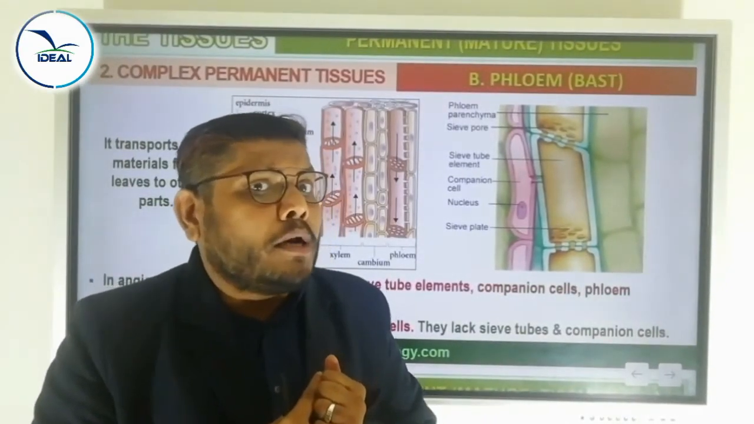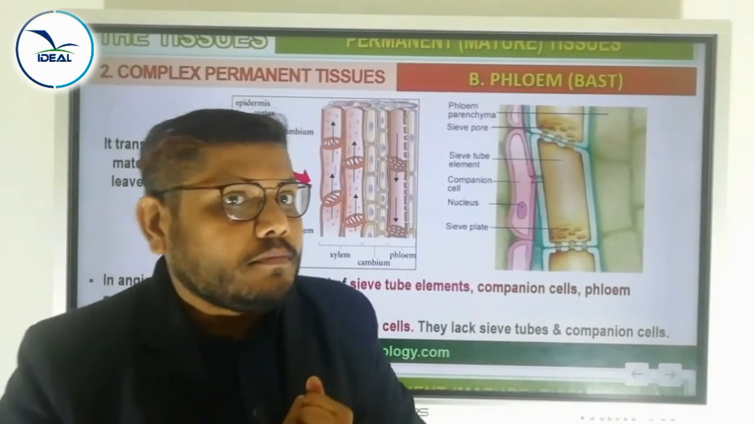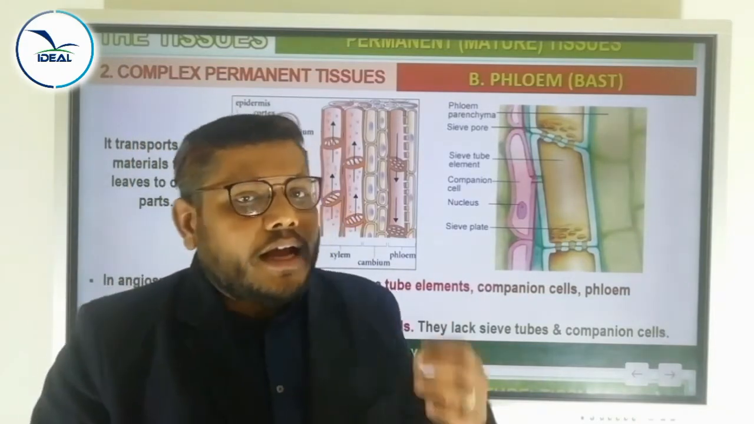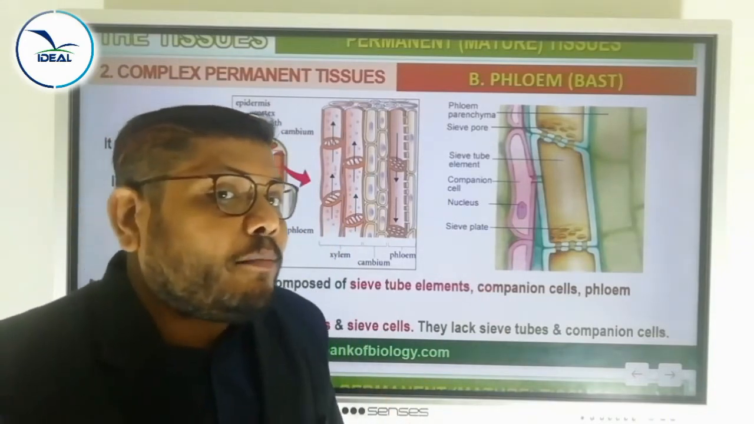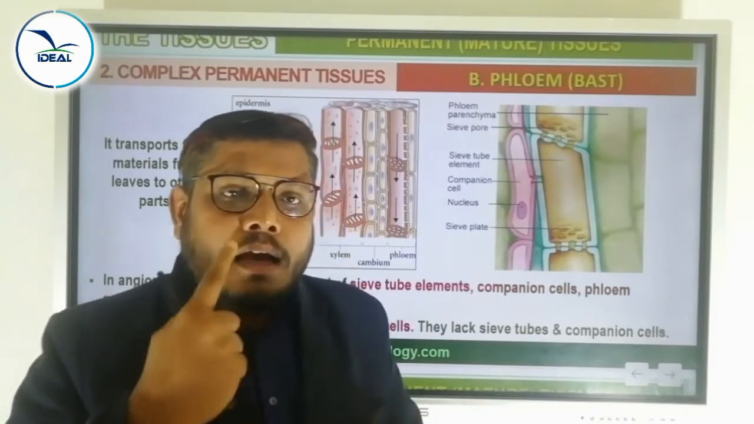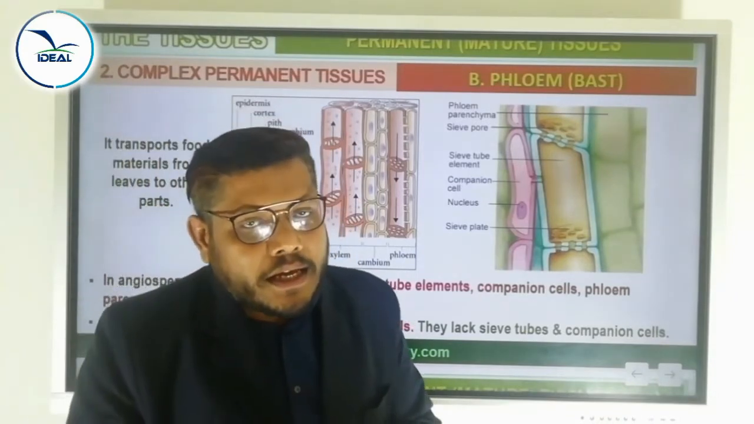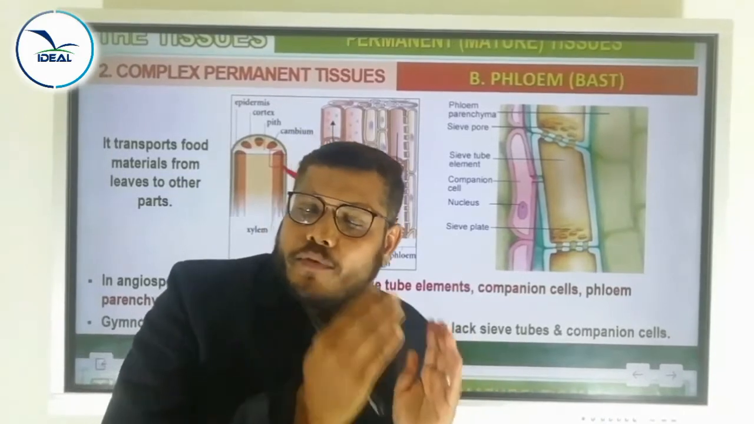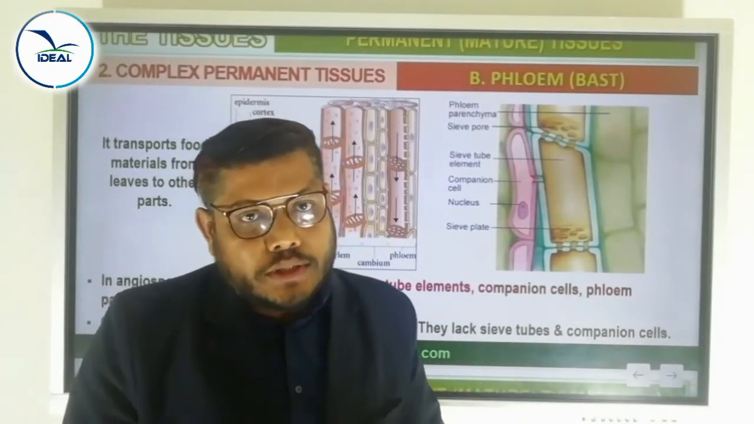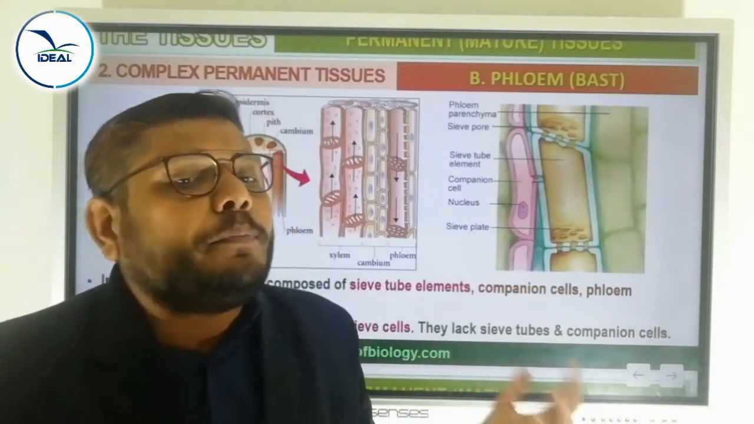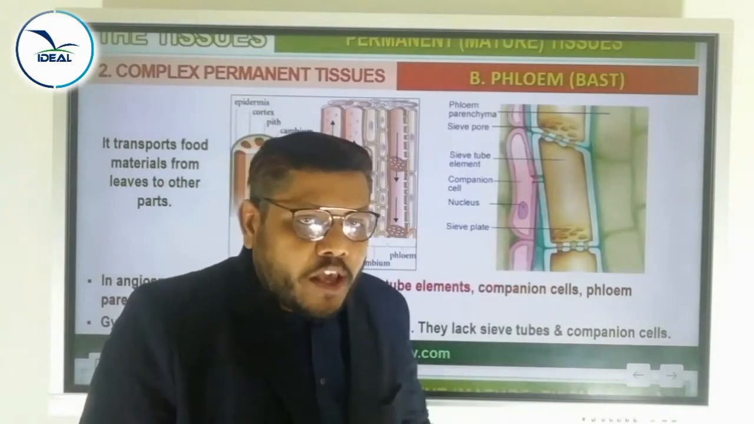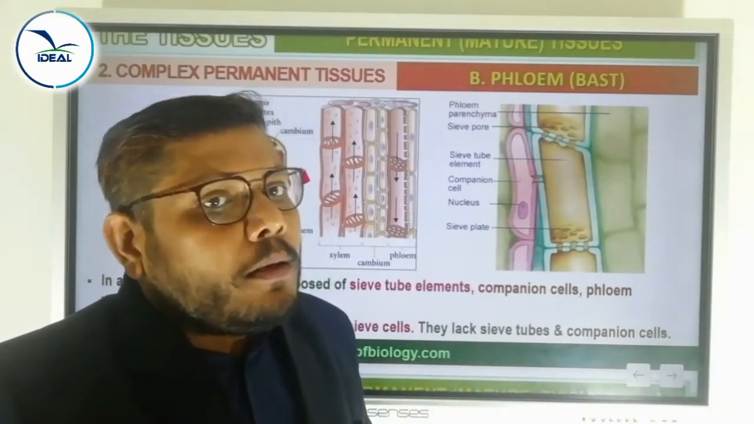Phloem. Xylem components: what are the xylem components? Xylem vessels, xylem tracheids, xylem fiber and xylem parenchyma. What are the phloem components? Sieve tube, companion cells, phloem parenchyma, phloem fiber. Is it clear? These are the 4 important components found in where? Phloem cells. Phloem is a complex tissue made up of more than one type of cells. Those cells are sieve tube, companion cells, phloem fiber and phloem parenchyma.